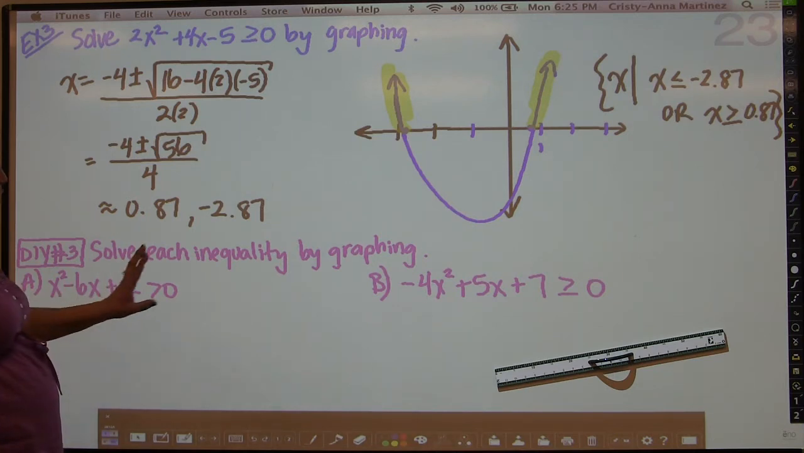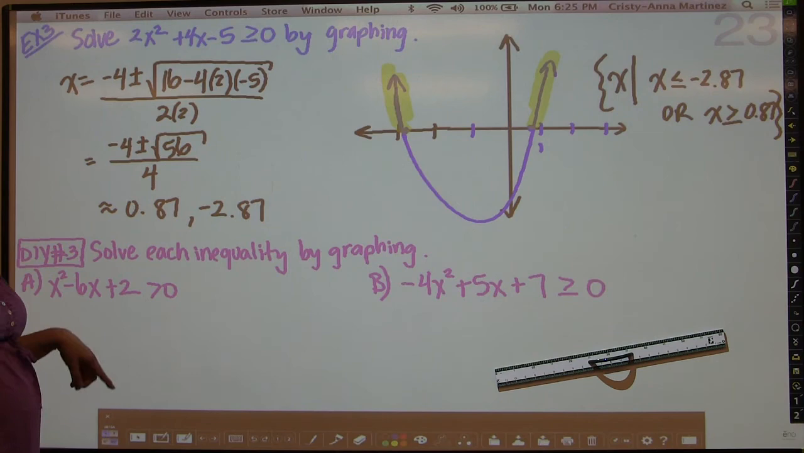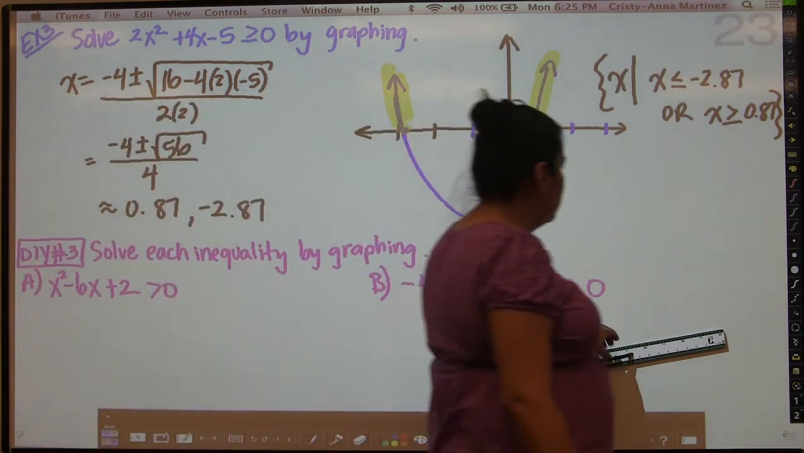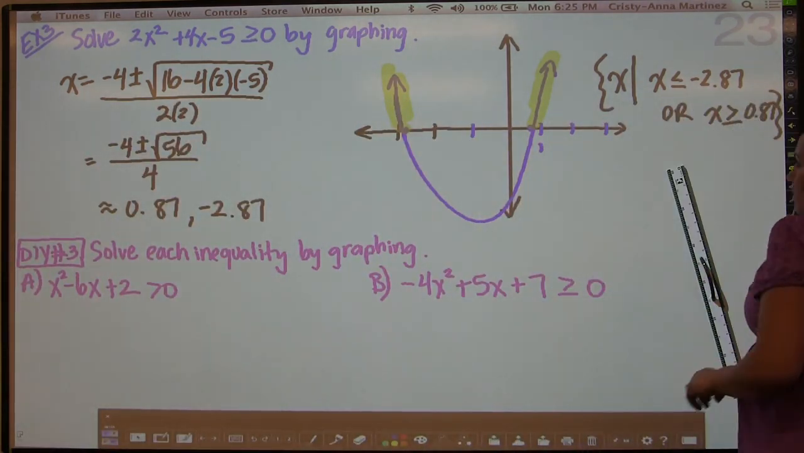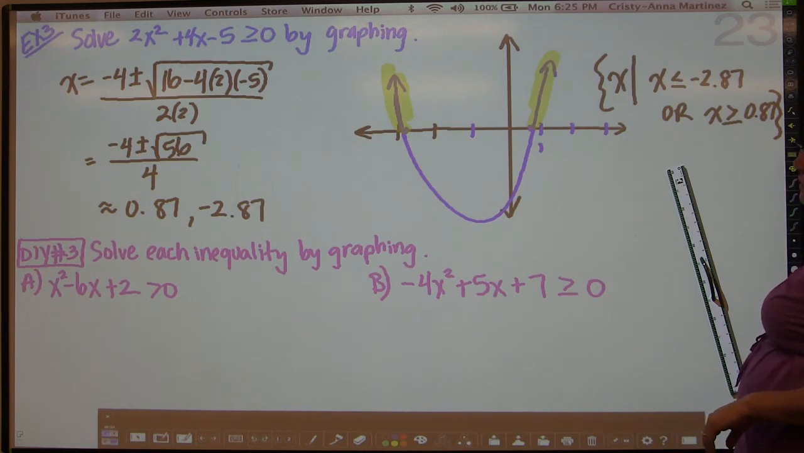And so remember that in these cases you're going to want to use the quadratic formula as opposed to the other way. Okay?